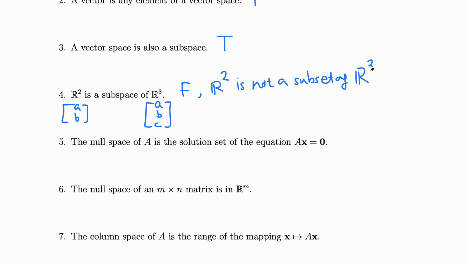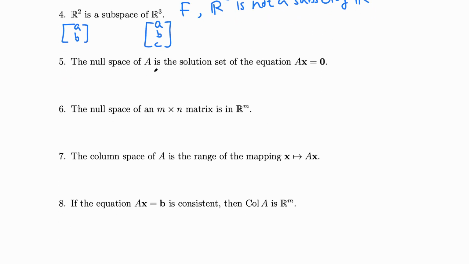Number 5, the null space of A is the solution set of the equation Ax equals 0. That's the bold, so this is a vector. That's true. This is how null space is defined: all the x's in the domain that are mapped to the zero vector. The collection of all x's in the domain that are mapped to the zero vector, that's the null space. That's true, by definition.